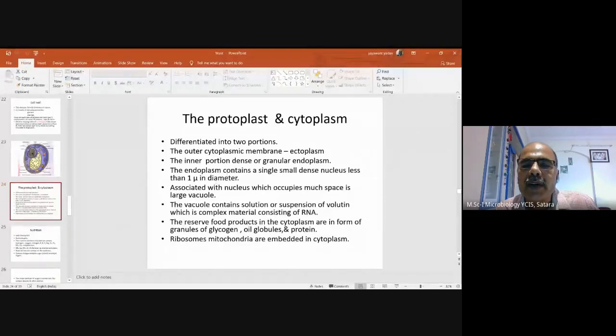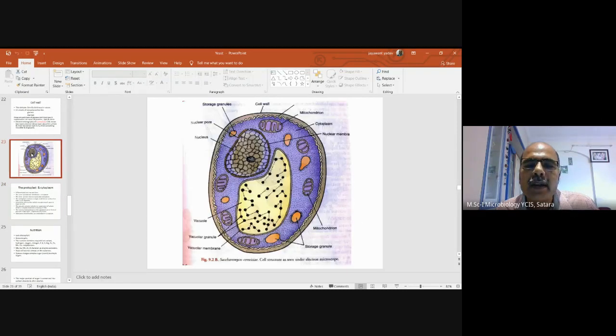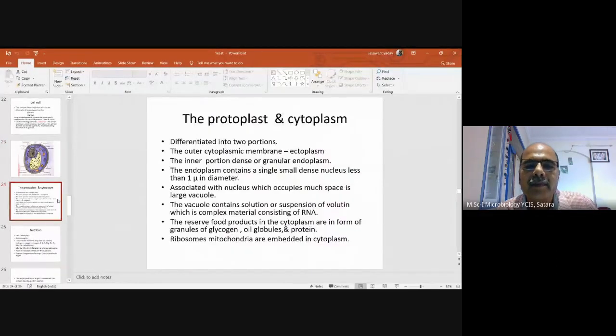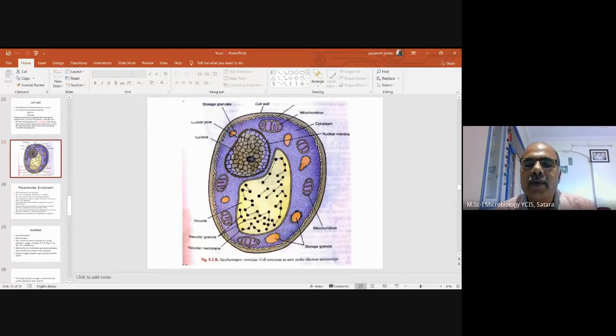The endoplasm contains a single small dense nucleus less than 1 micrometer in diameter. This is the nucleus. Associated with the nucleus, which occupies much space, is a large vacuole. You can compare the space occupied in the protoplasm by the vacuole as compared to the nucleus.